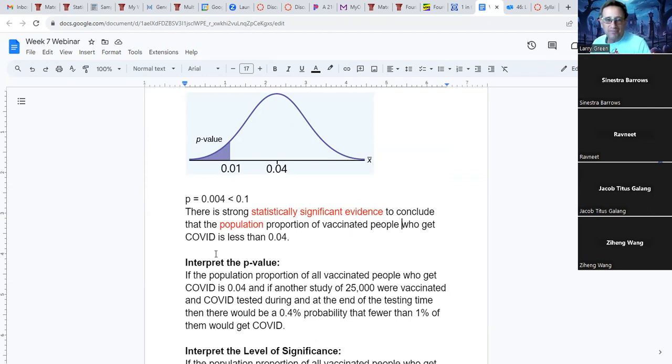Okay, so any questions on this? Is the conclusion, by the way. If they say state the conclusion, that's state the conclusion. Okay, because that's the most important thing. Because at this point, if there's strong statistically significant evidence to conclude the population proportion of vaccinated people who get COVID is less than 0.04, then what does Pfizer get to do? If they're able to have this conclusion, what do they get to do?